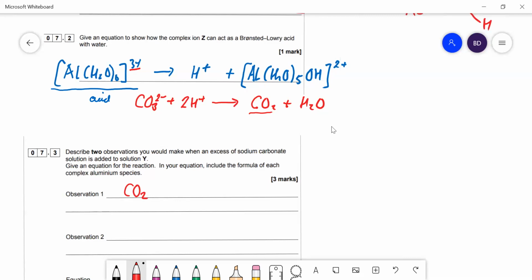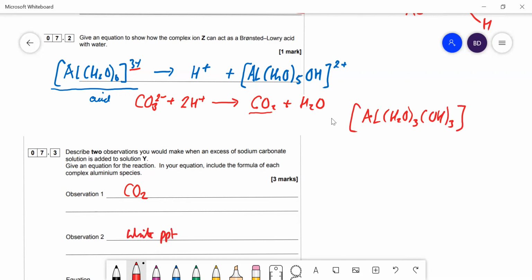The second observation is you're going to form this Al(H2O)3(OH)3. That's going to lose 3 protons to form that complex, which is not charged, and that's the white precipitate. So you're going to form a white precipitate.